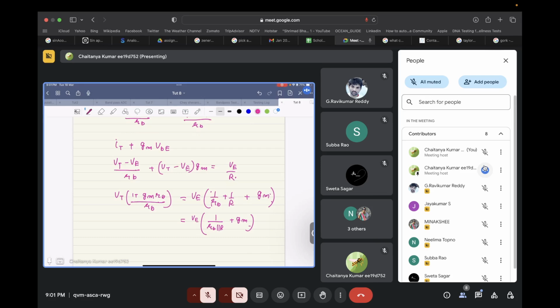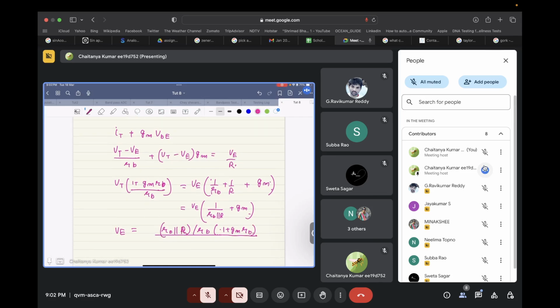Okay, so finally our VE is equal to V test times (RB parallel R) divided by RB, times (1 plus GM RB) divided by (1 plus GM times (RB parallel R)).